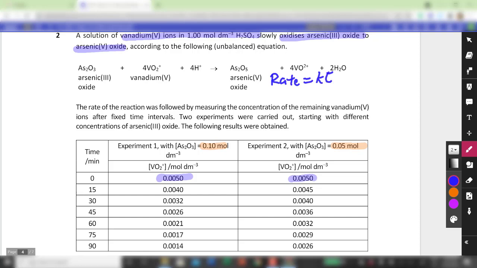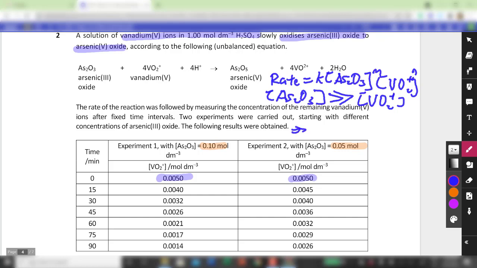So in this case, when you write out the rate equation, rate is equal to k, concentration of As2O3 to the power of m, and concentration of VO2 plus to the power of n. And because the concentration of As2O3 is way greater than that of VO2 plus, the pseudo nth order reaction is now rate equals k prime, VO2 plus to the power of n. Okay, k prime here is actually equal to the actual rate constant multiplied by arsenic 3 oxide raised to the power of m. k prime is what we call the experimental rate constant.